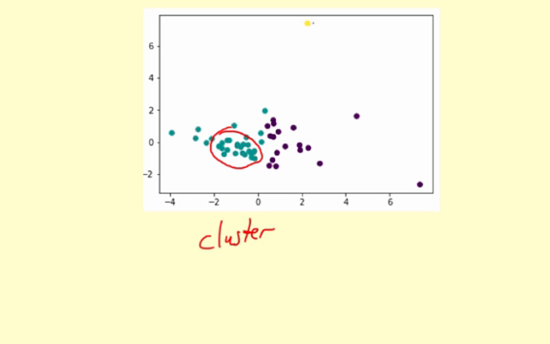I'm also seeing points that are kind of off by themselves. Those are called outliers. And that means they don't really belong with the rest of the data set. They're just kind of out there on their own.